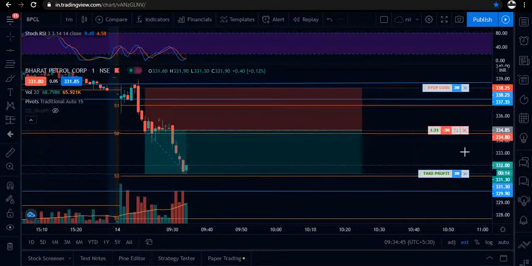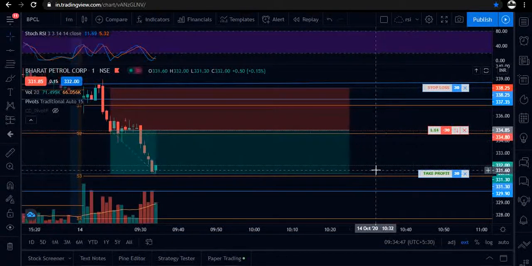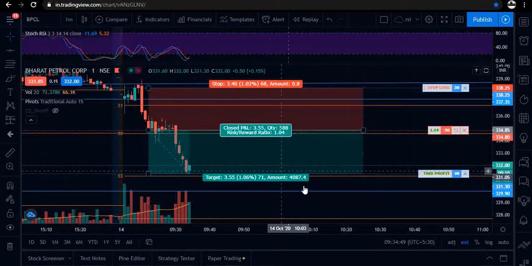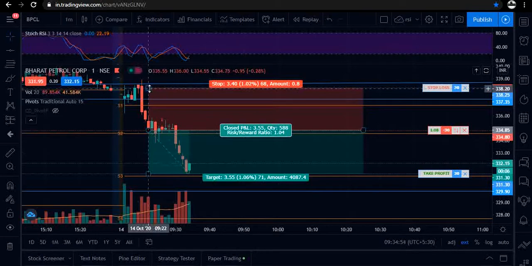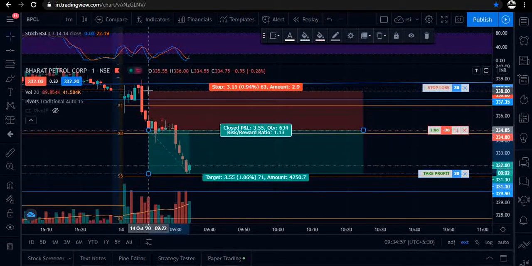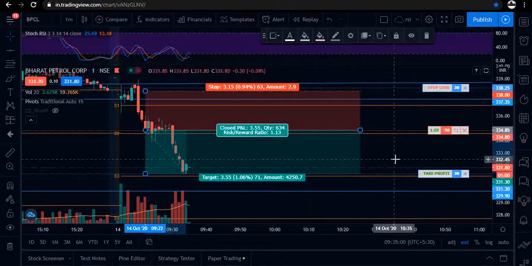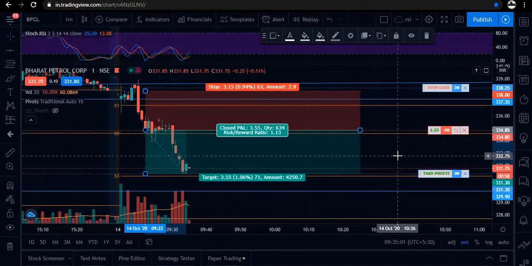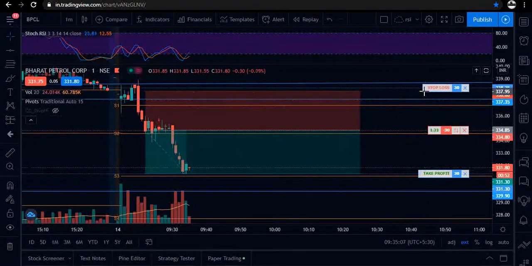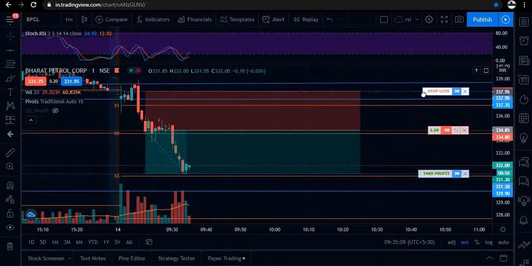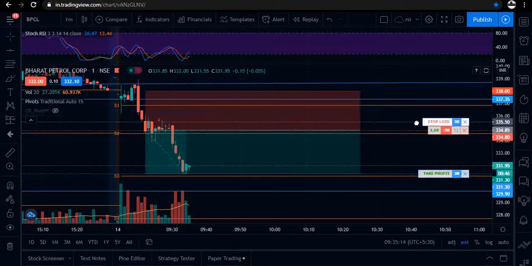But what we can do here is prevent our stop loss from getting triggered by a reversal upward of the momentum. So we can trail our stop loss towards our cost price. Okay, so let me trail my stop loss. Here I am trailing my stop loss to our cost price.